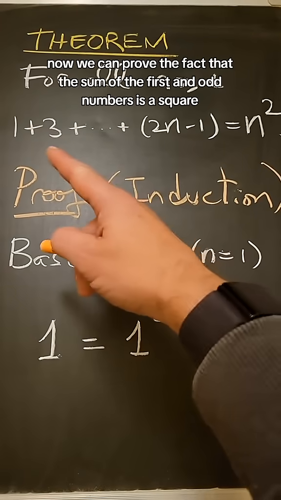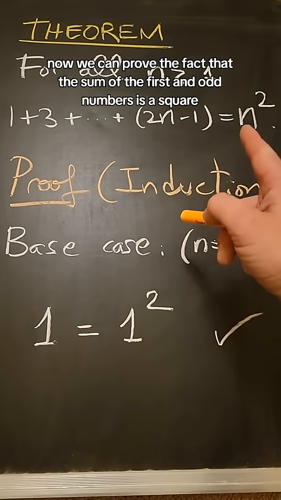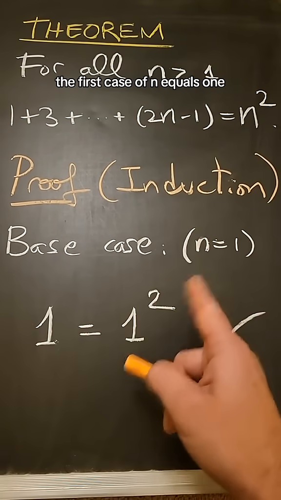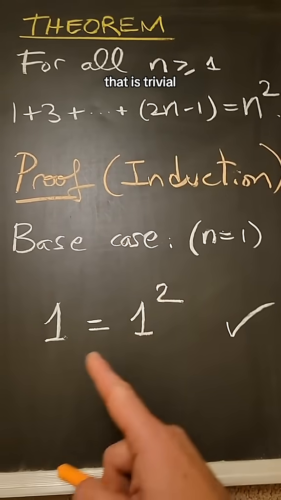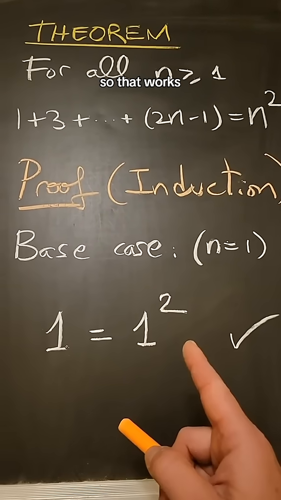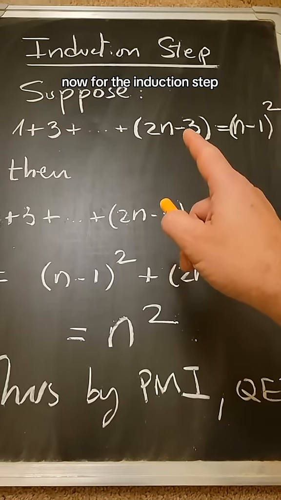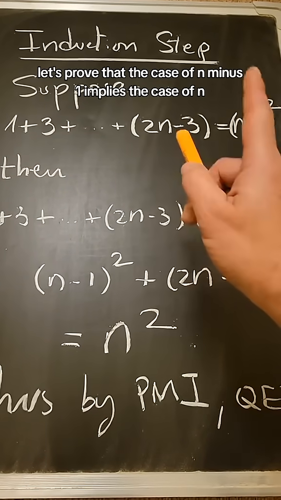Now we can prove the fact that the sum of the first n odd numbers is a square using induction. The first case of n equals 1 is trivial. 1 is 1 squared, so that works. Now for the induction step, let's prove that the case of n minus 1 implies the case of n.